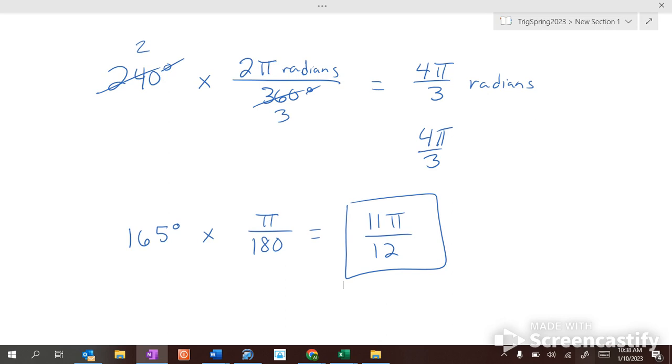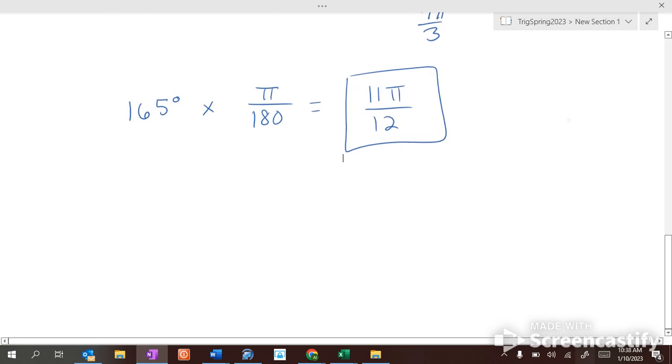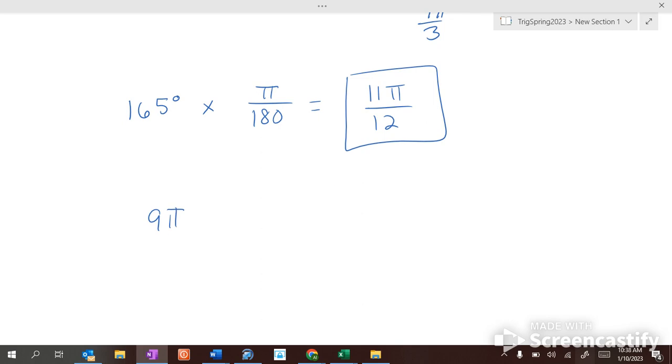We can change degrees into radians. How about changing radians into degrees? Like 9 pi over 10. How many degrees is that? Well, instead of multiplying by pi over 180, we should multiply by 180 over pi. And what happens? Our pi's cancel. And 10 goes into 180 18 times. 9 times 18 is like, what, 162?